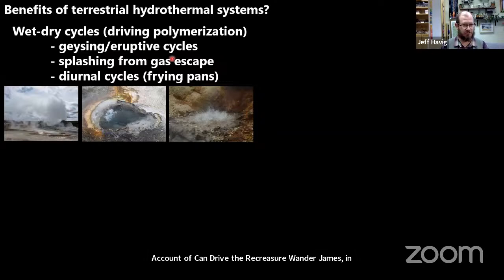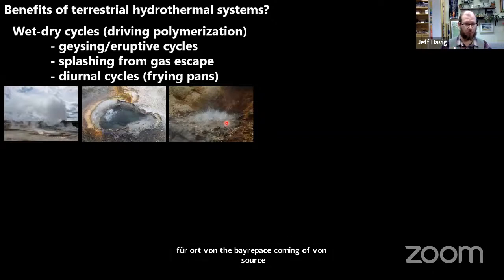You can have splashing from gas escape, like this example here, this little hot spring in the Upper Geyser Basin. So lots of splashing occurring, and then even diurnal cycles where you have what's called frying pans. So this is a frying pan in Iceland in the Landmannalaugar region. In a frying pan, for example, it's predominantly vapor phase. And what happens is during the night, you get condensation and the pools fill up from the vapor phase coming up from the subsurface. And by the morning, they have water in them.